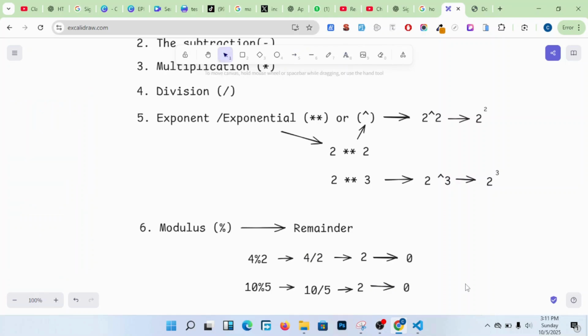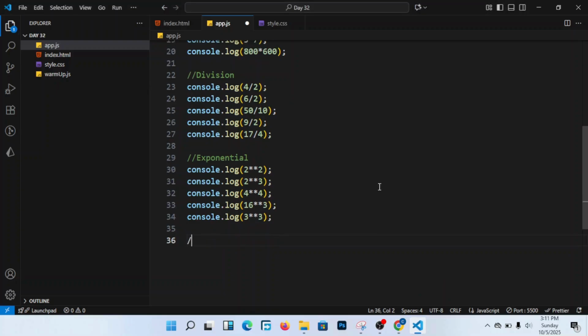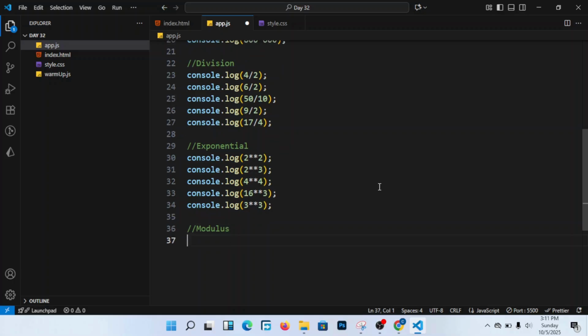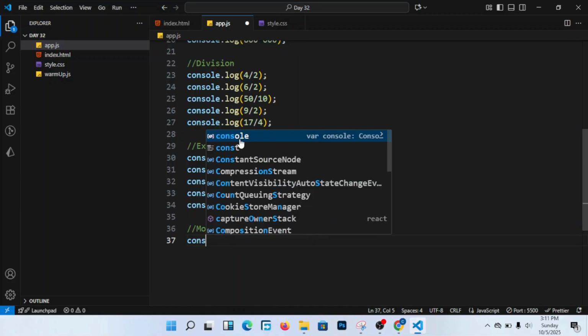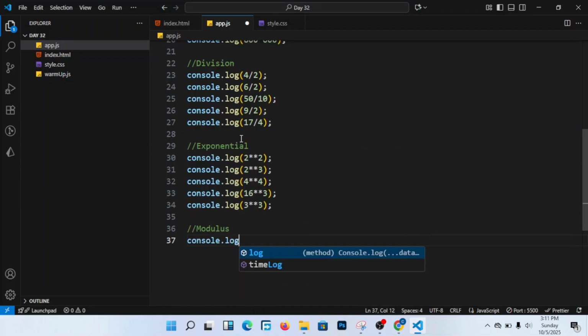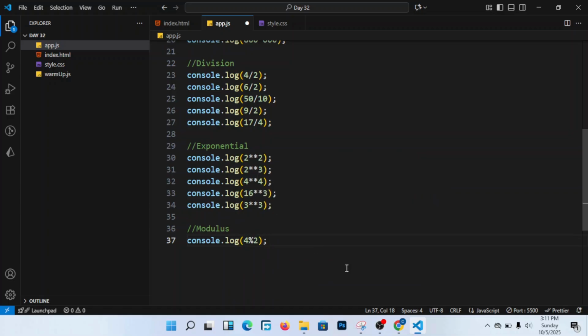Okay, so what am I going to do? Let's write and see here. Modulus. So I come here and say console.log, then I say 4 modulus 2. What am I going to get at the end?